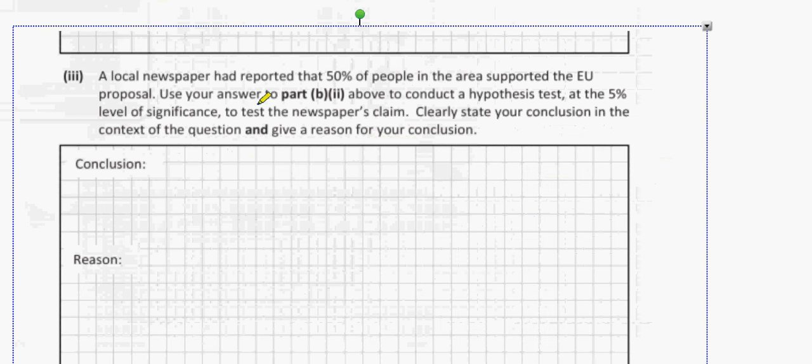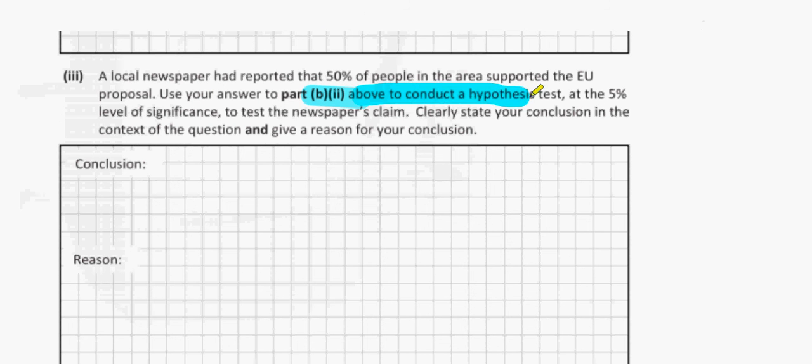A local newspaper report that 50% of people in the area support EU proposal. Use your answer in B part 2 to above to conduct a hypothesis test at the 5% level of significance to test the newspaper's claim. Clearly state your conclusion in the context of the question and give a reason for your results. We didn't actually do this part, so this is why we're doing it now. So, just give me a second with it.